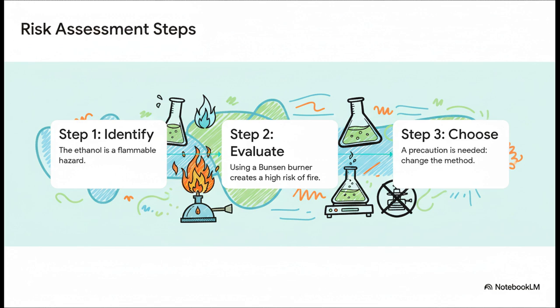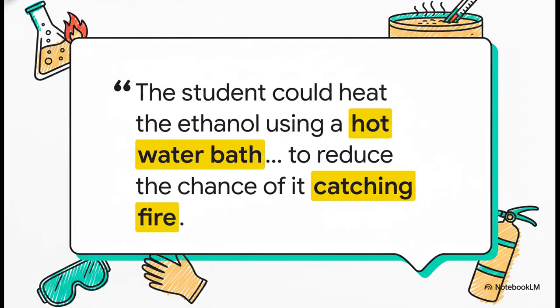Choose a precaution. And in this case, the plan is so obviously risky that we need to scrap it and change the entire method. And here is the simple, elegant solution: a hot water bath. By putting the test tube of ethanol in hot water, you can heat it up gently, indirectly, with no open flame anywhere near it. Now notice what just happened. The hazard, the flammable ethanol, it never changed. It's still flammable. But by taking one simple precaution, the risk of a fire just plummeted to almost nothing.